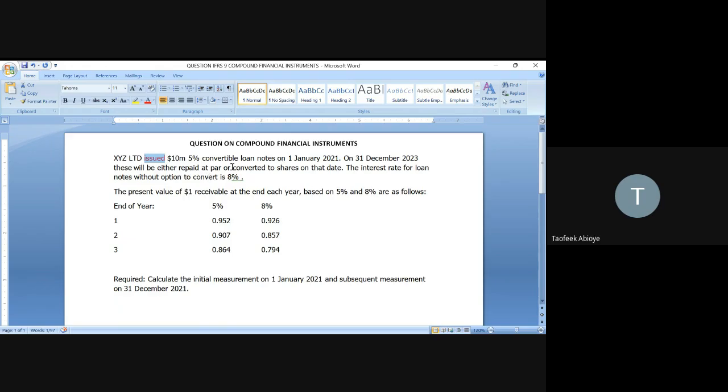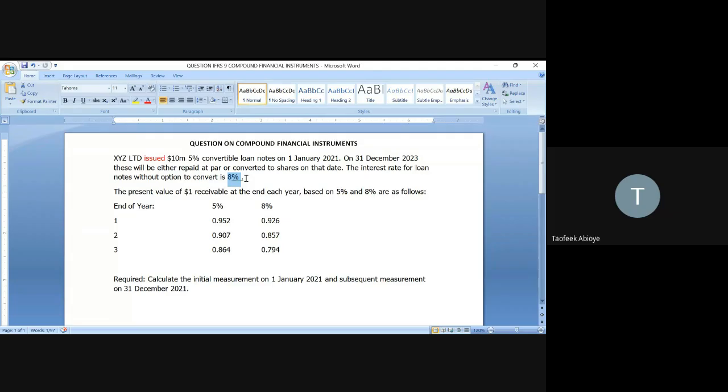Okay. This will either be repaid at the end of the third year or converted to shares. Can we see that? That's why they call it a compound financial instrument. The interest rate for loan notes without option to convert is 8%. This is the effective interest rate. So when we are dealing with IFRS 9, there's something they call effective interest rate.